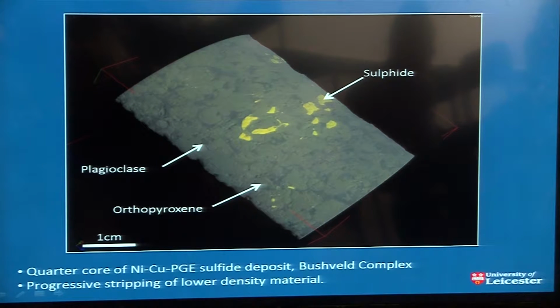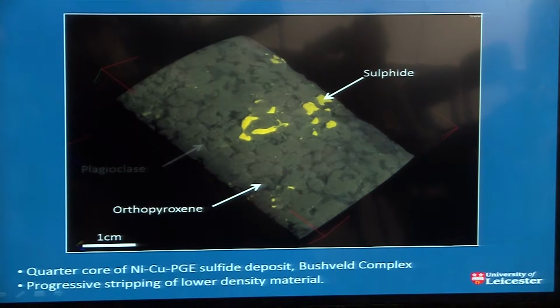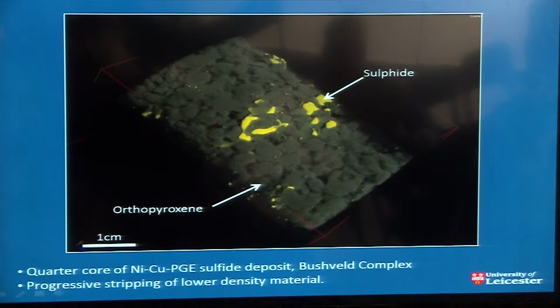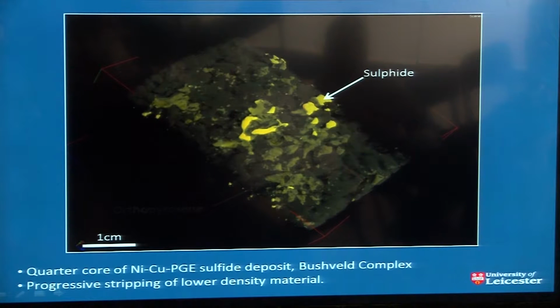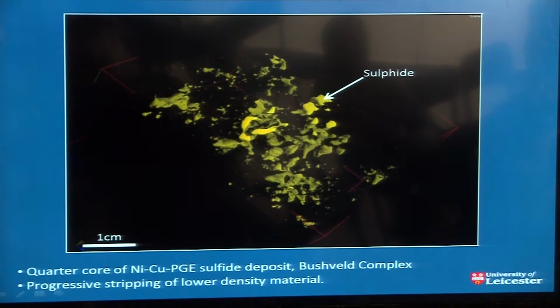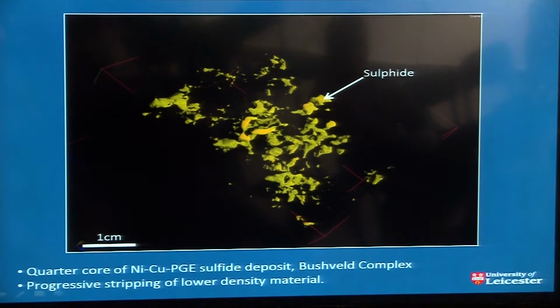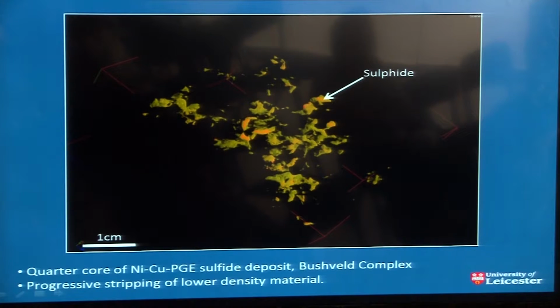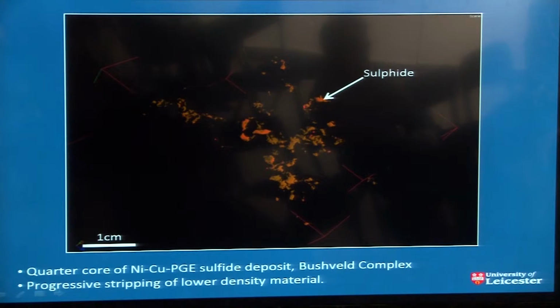So this is not a picture of the rock, this is the 3D reconstruction of the scan. And so what I'll do here is gradually strip away the low density material. So we get rid of the plagioclase and we can see that network of orthopyroxene crystals. We get rid of that, and then we can see the nature and the distribution of the sulfides in there. And if you remember back to one of the earlier slides, pentlandite has a higher attenuation, so it can actually strip away the pyrrhotite and chalcopyrite to leave us with the pentlandite within those.